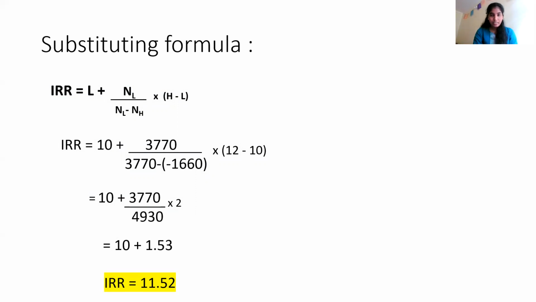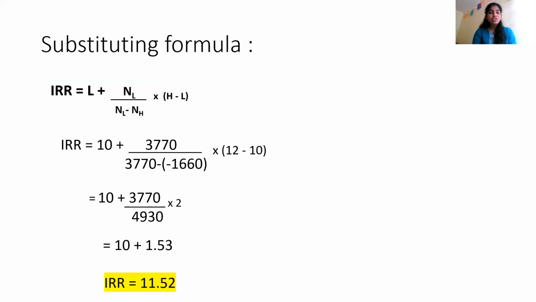10 is the least, so the lower rate is 10 plus my positive NPV at the lower rate, which was 3,770, divided by NPV at my lower rate, 3,770, minus, make sure that you are considering that minus sign or else you might go wrong, because we have a negative NPV. NPV at the higher rate is minus 1,660. So it will be into brackets, into higher rate, which was 12, minus my lower rate, 10. You'll not be considering the percent, you'll be taking it as a number. The next step is that you first calculate your denominator. Minus into minus becomes plus, so you will add that up, and 12 minus 10 is simple, right?